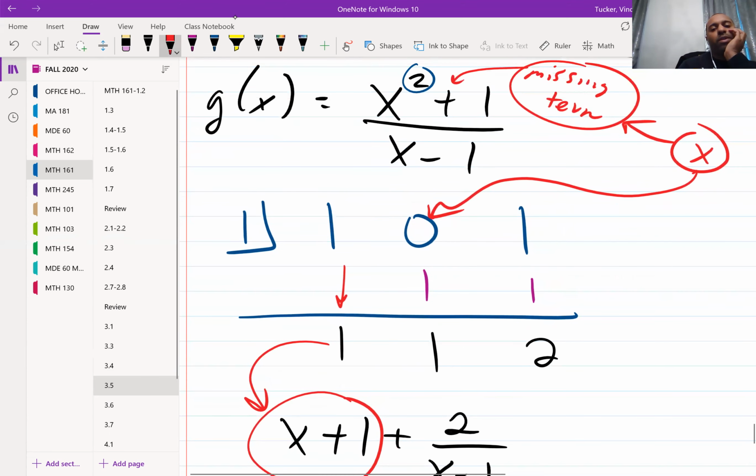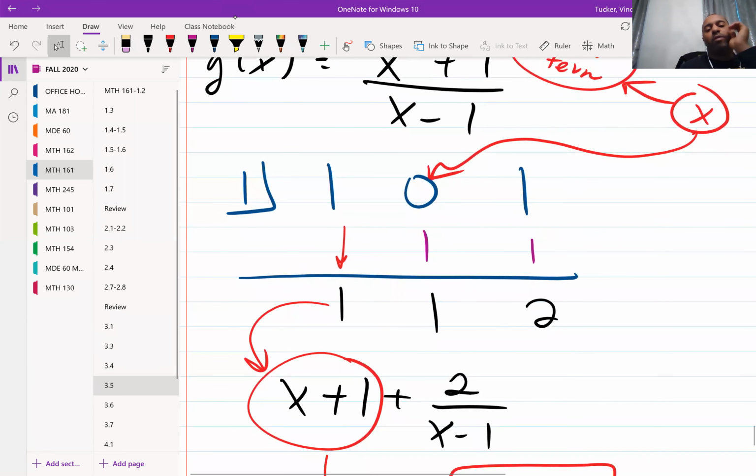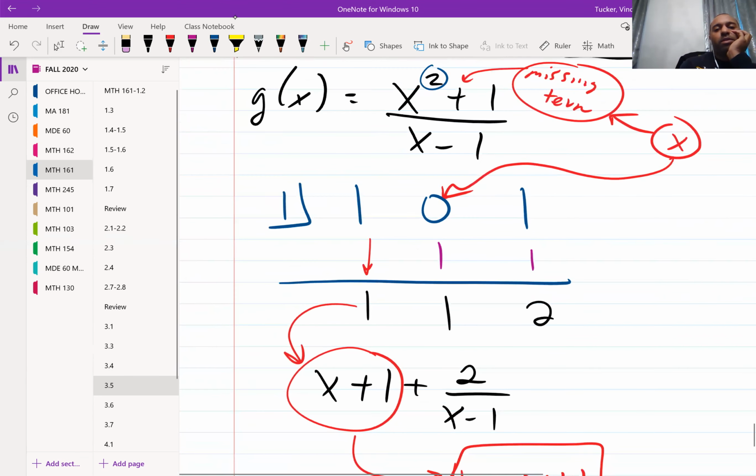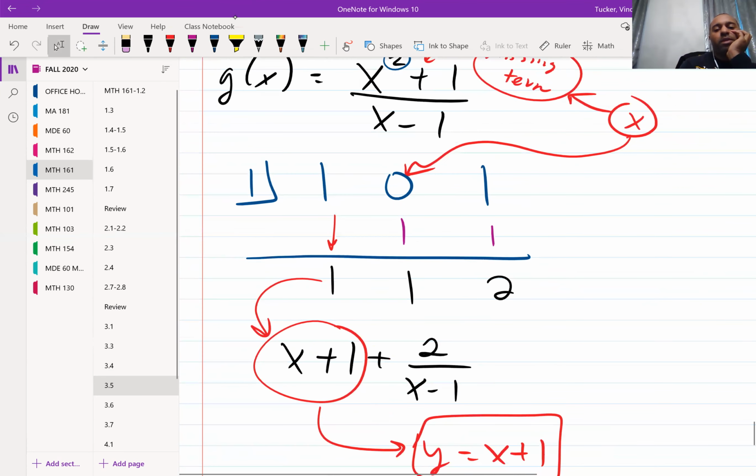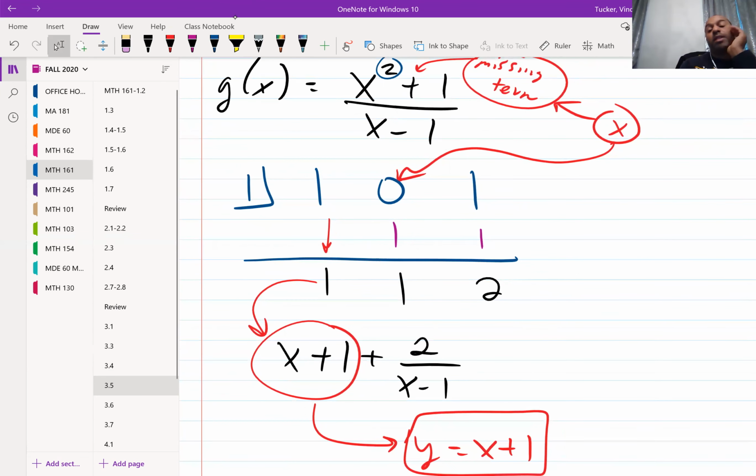Started off with x squared, so my answer will start off with x to the first. So it's x plus 1 plus 2 over x minus 1. And my slant asymptote, excuse me, is y equal to x plus 1.